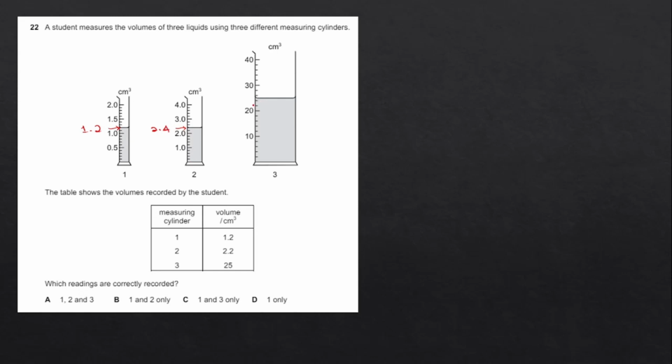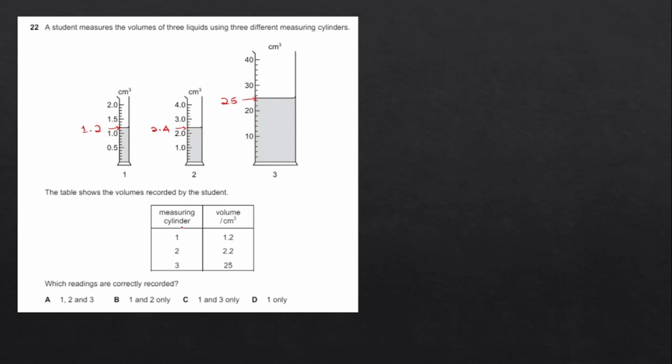For the third one, the graduations are 2 cm cube. So from here this will be read as 20 cm cube, 22 cm cube, 24 cm cube, 26 cm cube and so on. While measuring for this measuring cylinder, let's look at the lower meniscus. The lower meniscus is between 24 and 26. So we can consider this to be 25 cm cube.